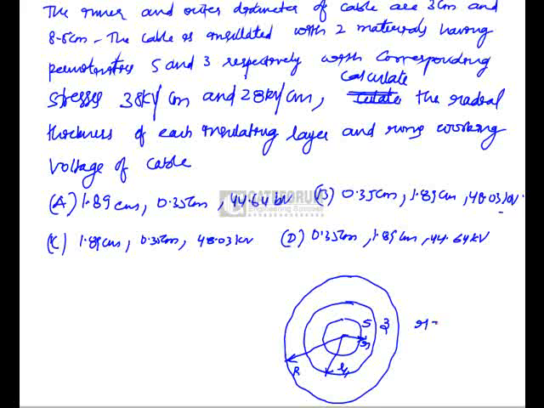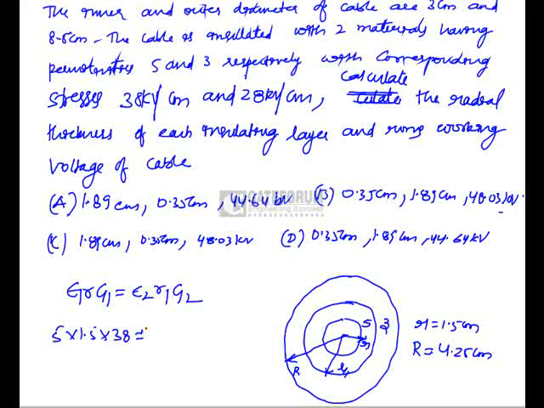Inner radius r is equal to 1.5 centimeters. In the question he has given the diameter, so convert to radius. Capital R, the outer radius, is 4.25 centimeters. Now we know that this is capacitor grading type: epsilon 1 r into G1 is equal to epsilon 2 r1 into G2. So 5 into 1.5 into maximum working stress, he has given 38 for one and another one is 28. So r1 is equal to 3.39 centimeters.